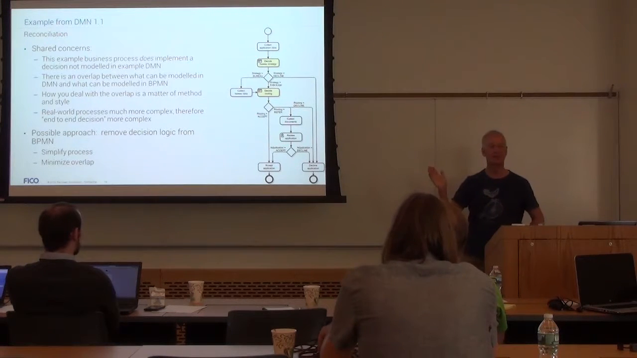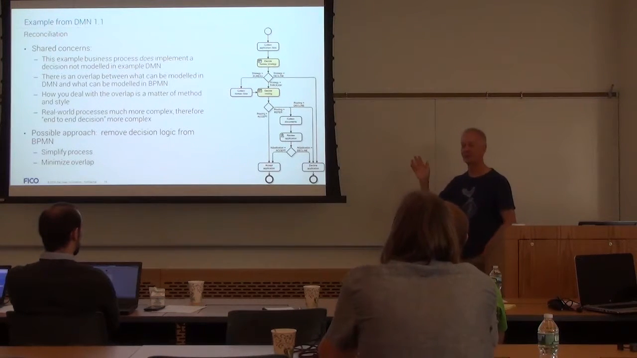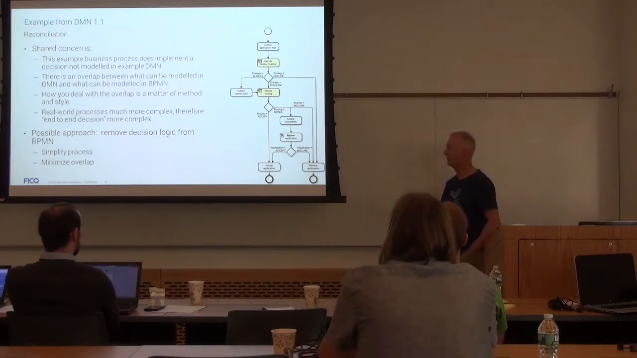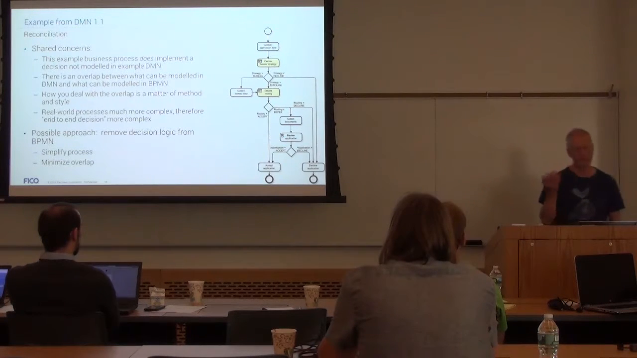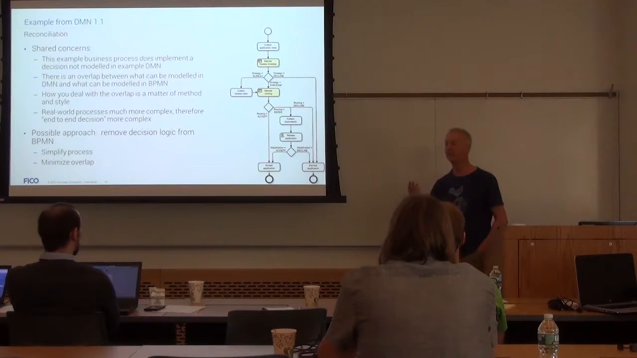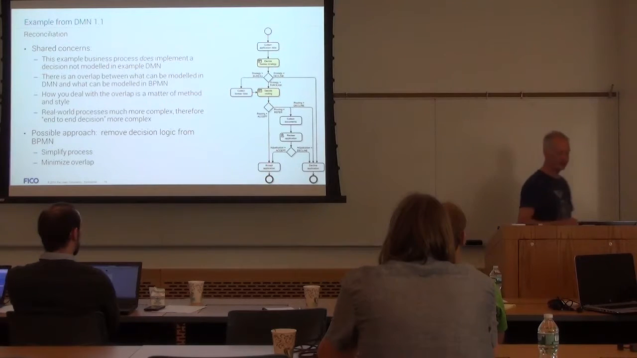It seems a little trivial with that example out of the spec because it's a very simple process. But the real process, the logic in the process model can be very complex. So the overlap could be considerable. What about an alternative approach? Not an alternative approach. What about trying to reduce this problem by trying to remove the complexity from the BPMN? Can we simplify the process to minimize the overlap?